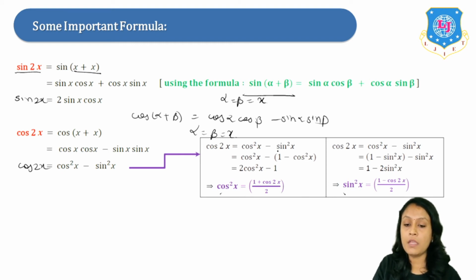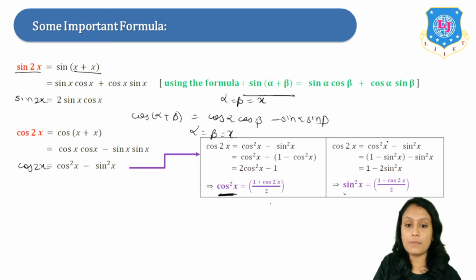Now using this formula we are going to derive the formula for cos square x and sin square x. Now in place of sin square x just write down 1 minus cos square x. Open the bracket and make cos square x the subject, so you will get the formula for cos square x as 1 plus cos 2x upon 2. Now remember, here we have x and here we have 2x.